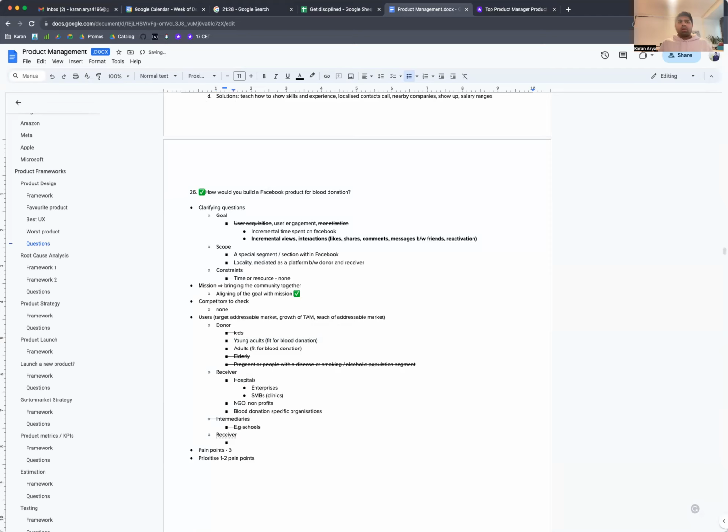Receiver segment, because they are in critical need, first of all. It's more like on the demand side. And the demand of good blood from a hospital or an organization perspective is pretty critical to ensure that they are saving lives. So it's pretty important. For the donors, it's more like a good to have.